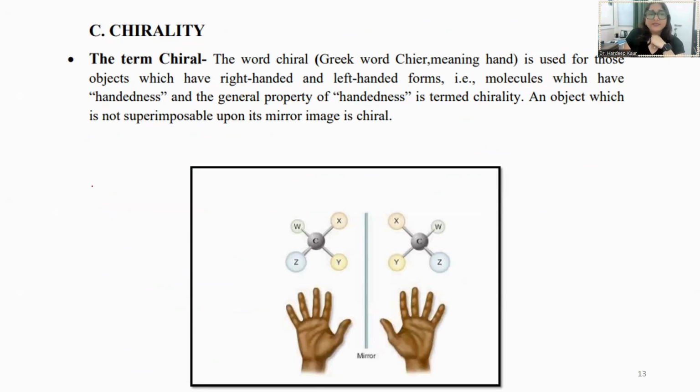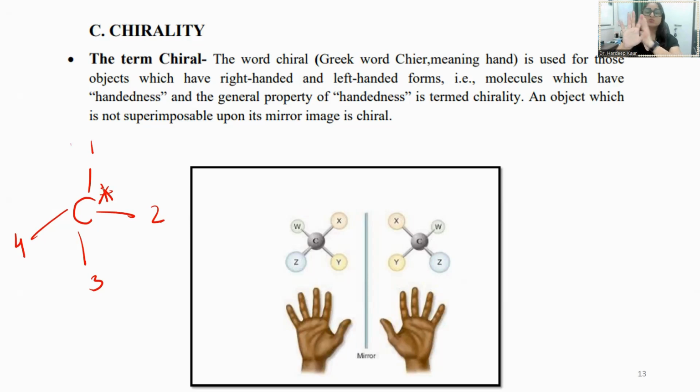Basically, chirality is when the carbon is attached to 4 different groups. This carbon is called a chiral carbon. In terms of chirality, the Greek word cheir means hand, so it is a rule of handedness. Suppose this is your hand and this is its mirror image. If you try to put the mirror image over it, it is not going to be superimposed.